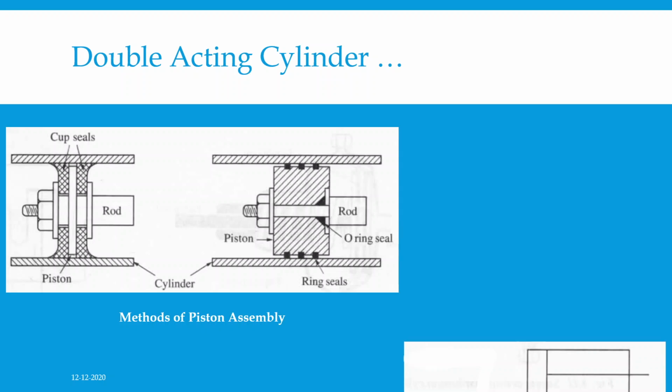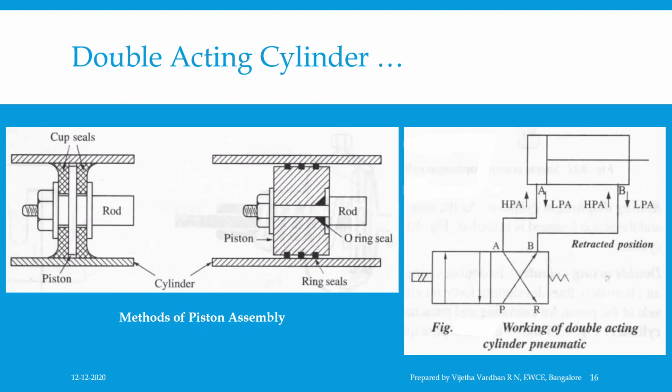Now, how does it work? Let us understand by this figure on the right hand side. In the normal position, the cylinder will be in retracted position. High pressure compressed air is allowed into the cylinder through port A by actuating a 4x2 direction control valve. The piston extends and the air on the rod end side escapes through port B. Delivery of compressed air into the cylinder continues till the extension is complete.